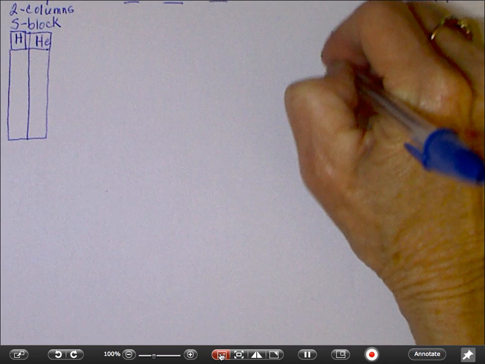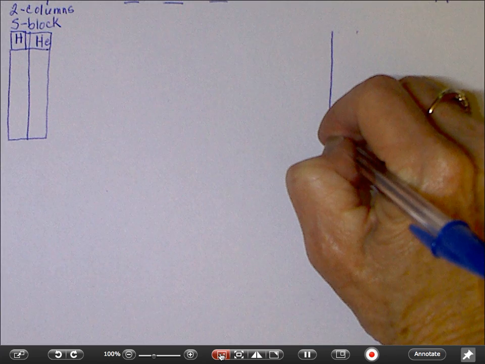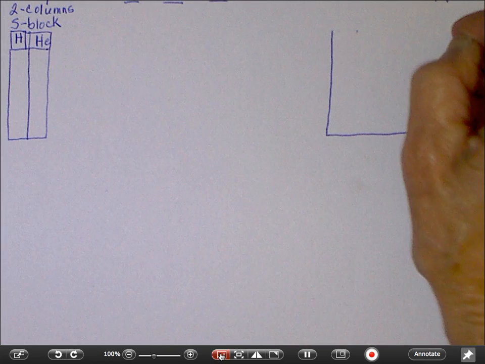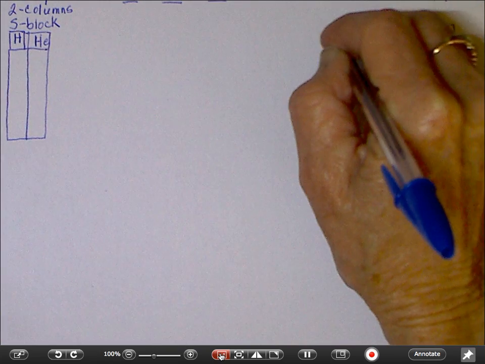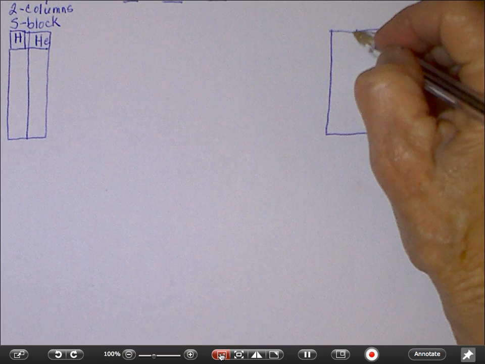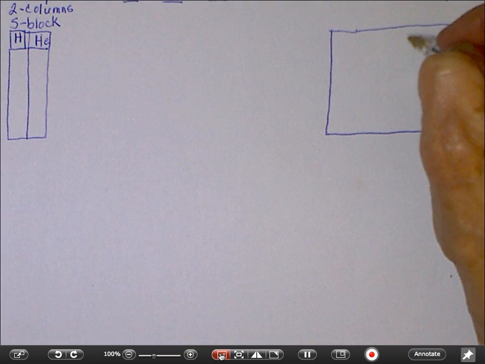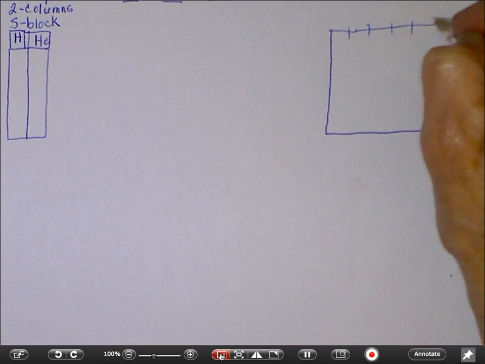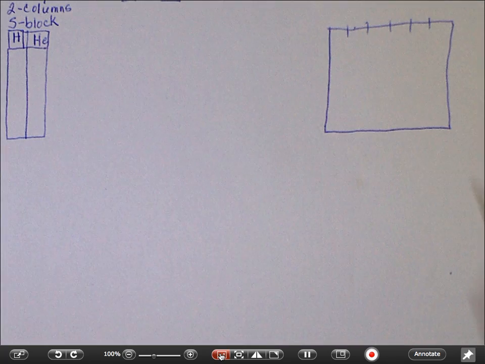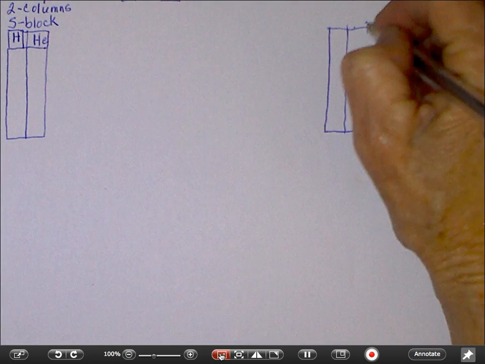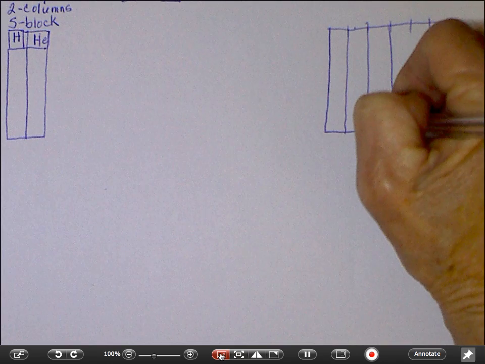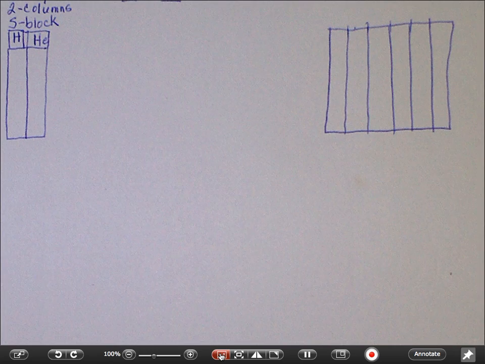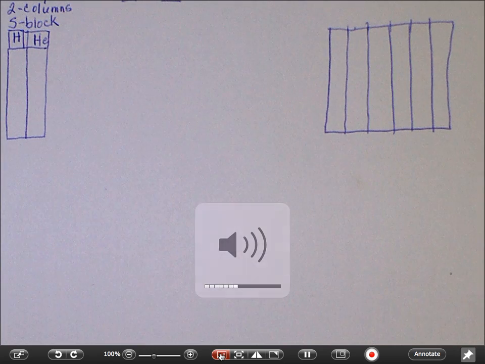Now my P block contains how many groups, kids? 6. And I'm not going to put helium up there, am I? So there's 1, 2, 3. I've got to get 5 dashes in here. 1, 2, 3, 4, 5. And that gives me 6 blocks. Does everybody understand? And so then I draw down, or 6 columns. Lord, I hope my sound was on.